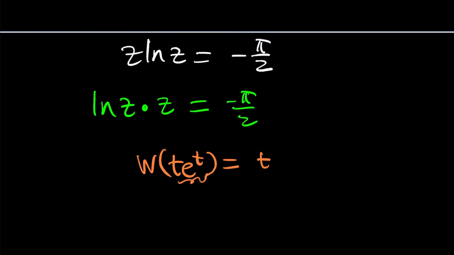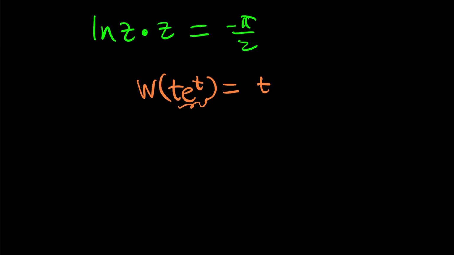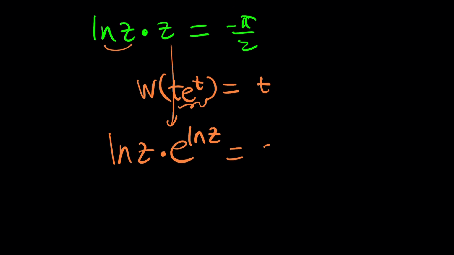Of course, that means we need to talk about two different branches. But let's just keep it simple. But I don't have t e to the t here, do I? Well, I do, but it's kind of hidden. So let's write z as e to the power ln z, and then you'll get the idea.